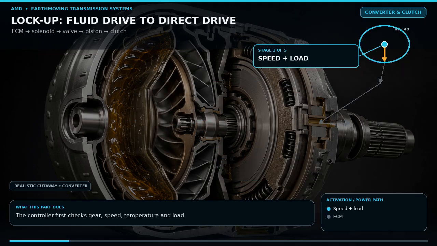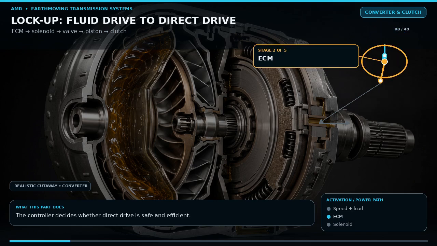A lockup clutch removes converter slip when conditions are suitable. The controller watches selected gear, engine speed, output speed, throttle or load, temperatures, and brake commands. When lockup is allowed, it energizes a lockup solenoid. The solenoid changes pilot pressure in the lockup control valve.